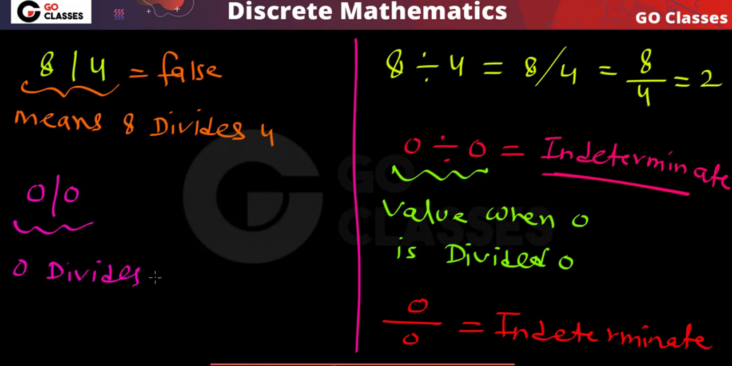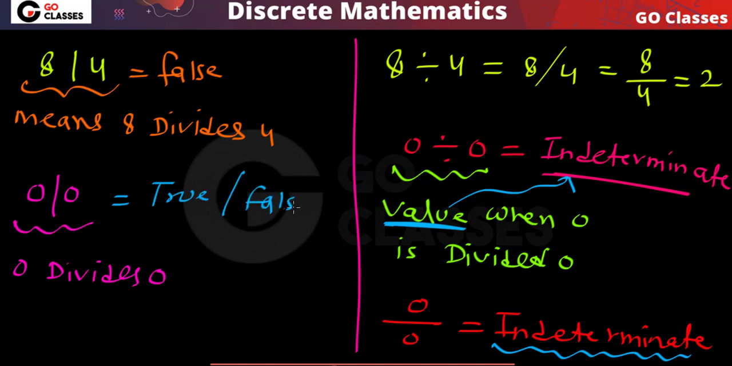Remember, I am not asking for a value here. In this divisibility relation, I am not asking for a value. Here I am asking for a value, like what is the value when 0 is divided by 0. That value is indeterminate. But can I say 0 divides 0? Think about it. What should I say, true or false?